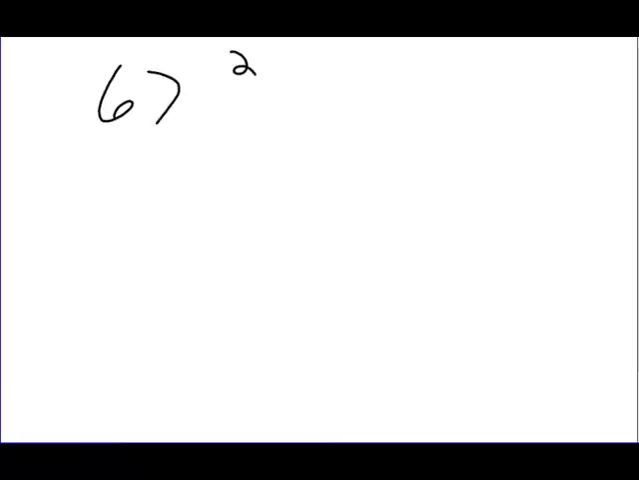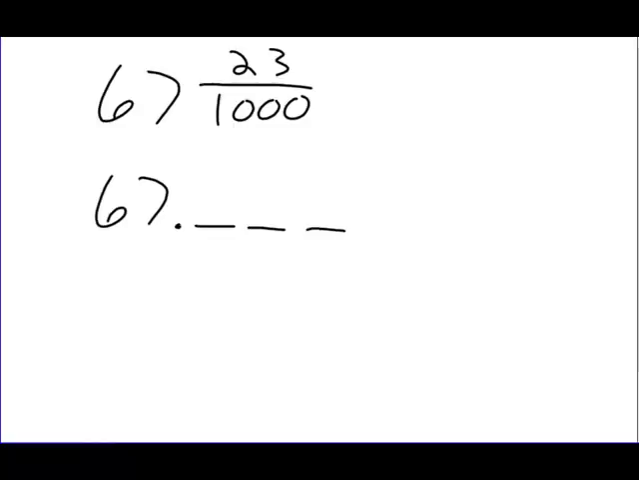67 and 23 over 1,000. Hit pause, and give it a try. Let's see how you did. The whole number is 67. Here's our decimal point. We've got 1, 2, 3 decimal places after the decimal point because of the 1,000. Fill it in from the right to the left: 3, 2, and 0 placeholder. 67.023.